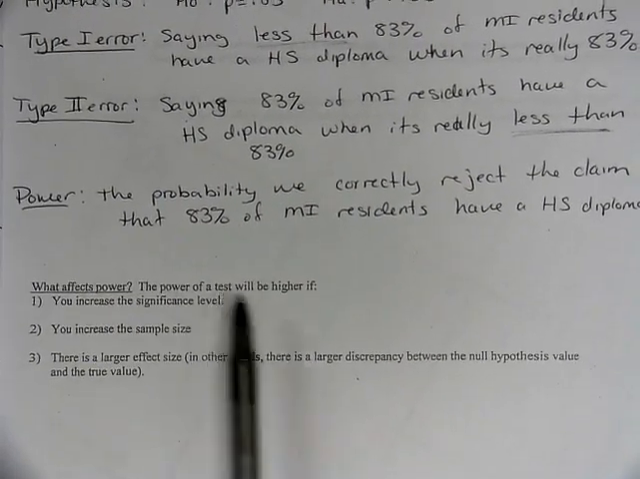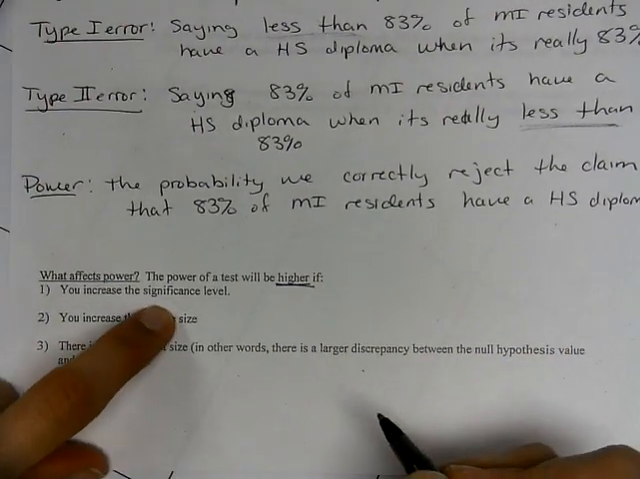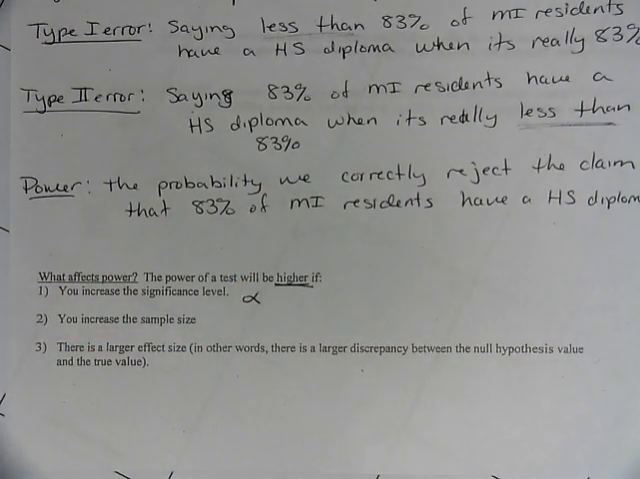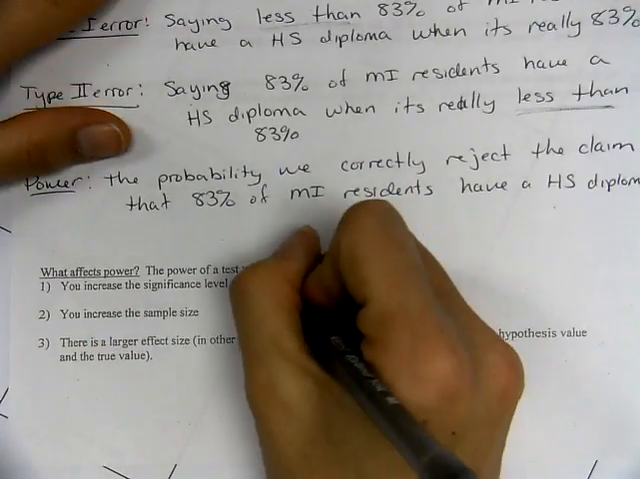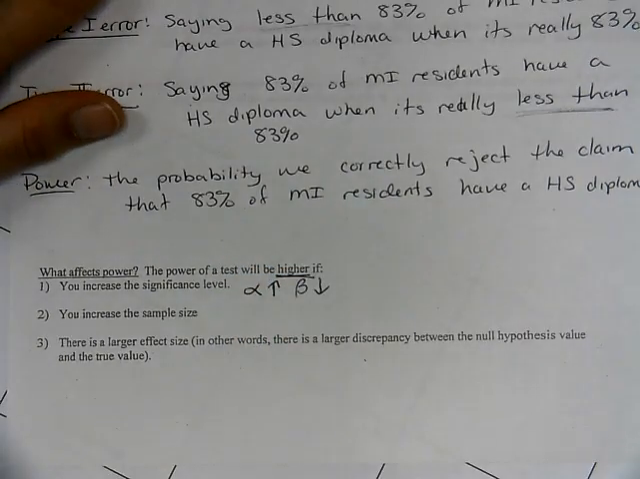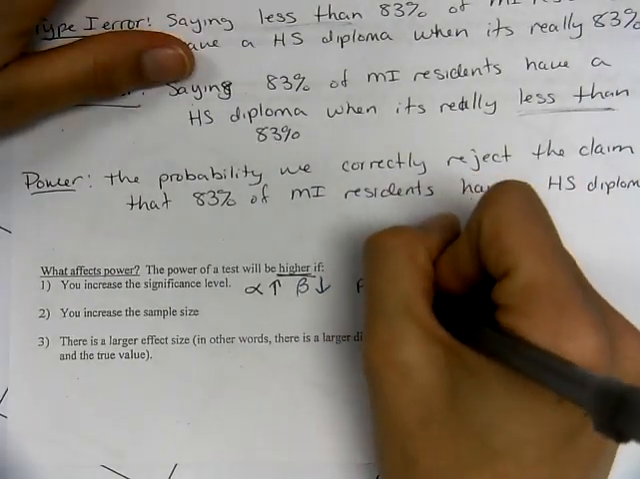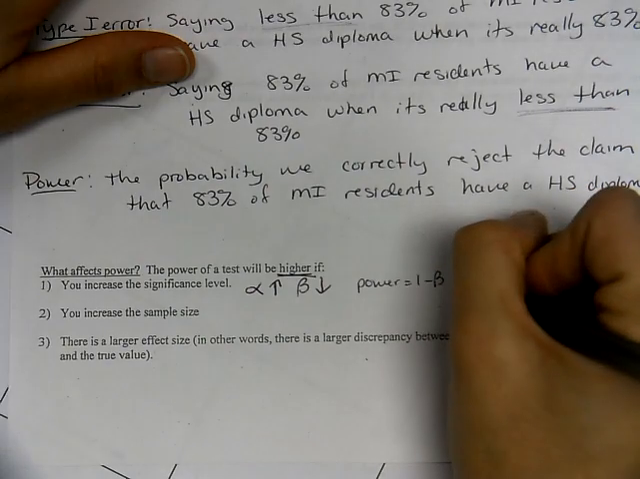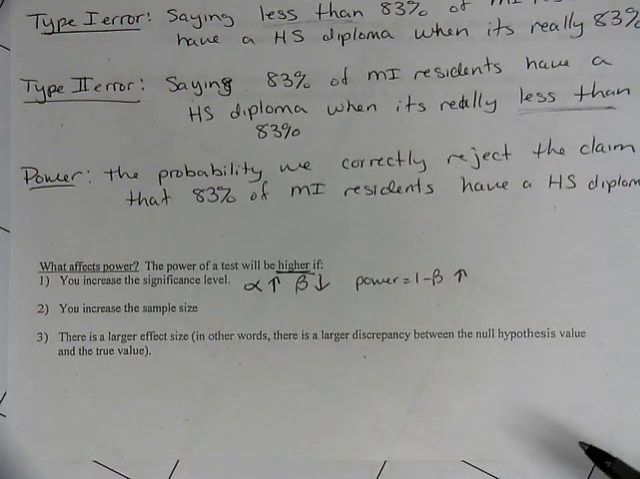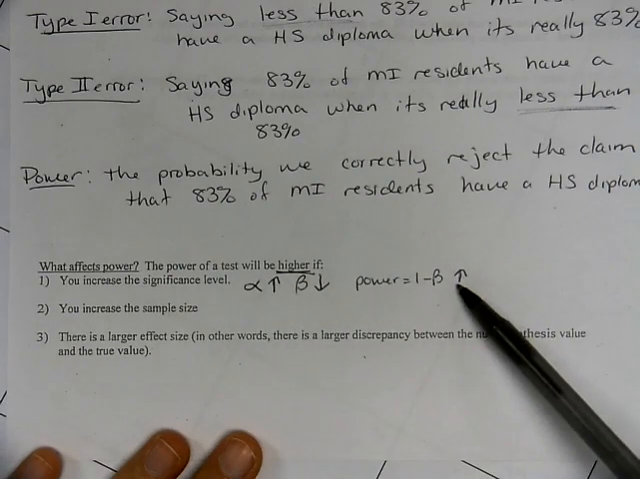So the power of a test can be higher if you increase the significance level. Okay, remember, alpha and beta are inverses. So if alpha increases, beta will decrease. Well, power is 1 minus beta, so that means that power then increases. So it's like up, down, up. So if you increase your significance level, you increase your power.